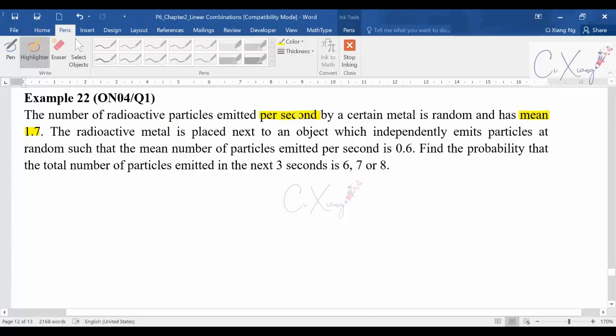So the radioactive particles are emitted by a certain metal with this mean. And after that, there's another object that also emits particles at random with another mean per second. So there are actually two different particles emitted. The first one, you can say that X is maybe the number of radioactive particles.